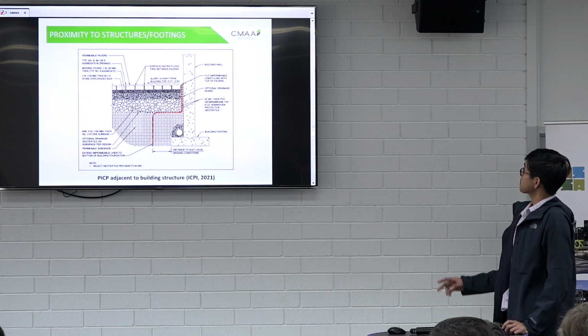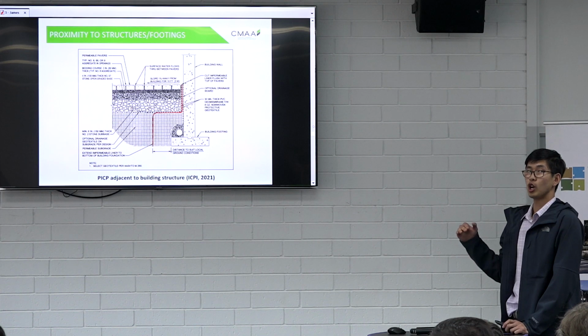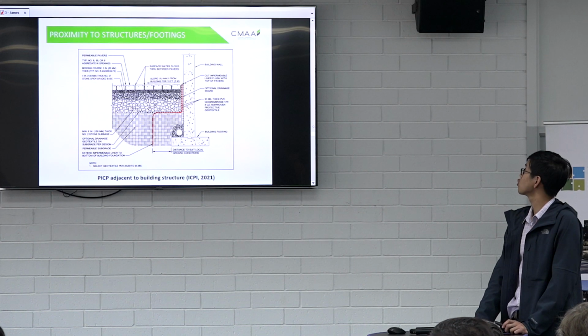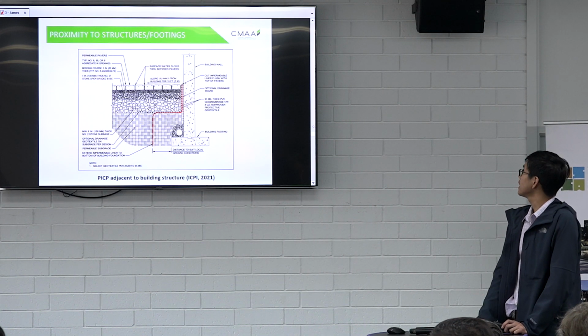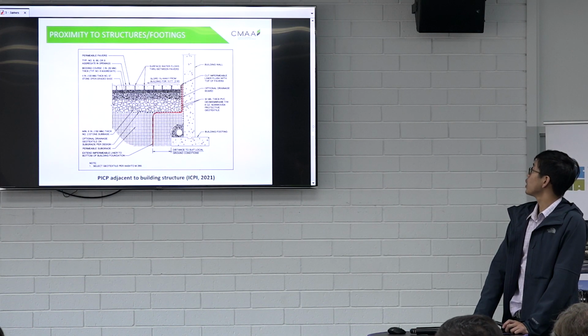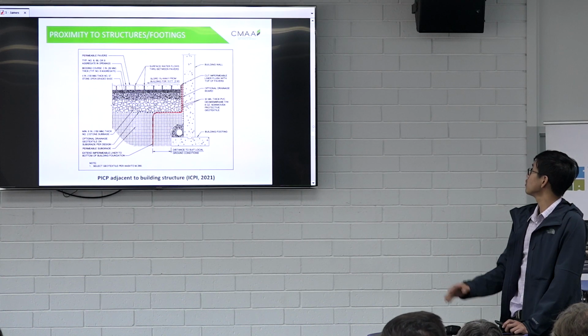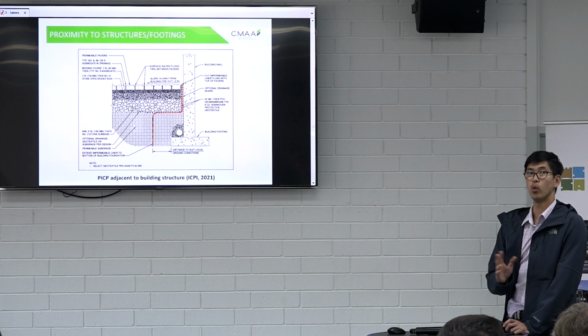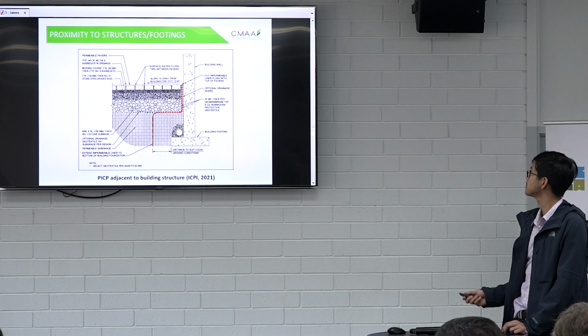We have to make sure that there is a minimum slope of at least 1% that is drawing the water away from the wall. And then finally, as you can see in the red line, we have an impermeable liner that redirects that water away from the wall and the footing.